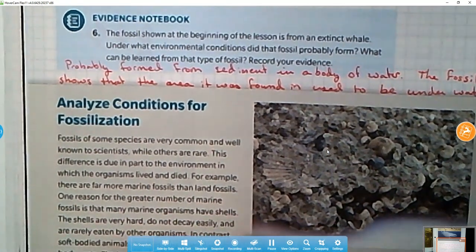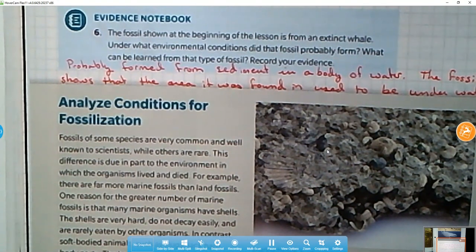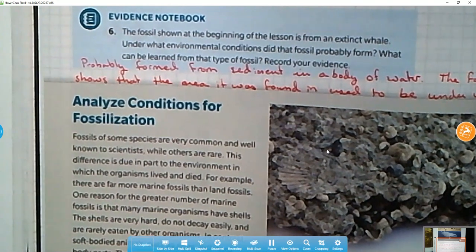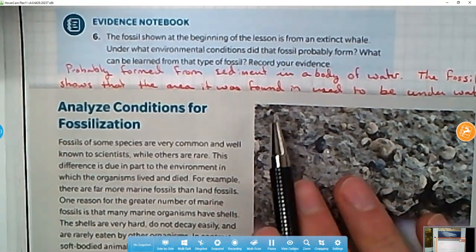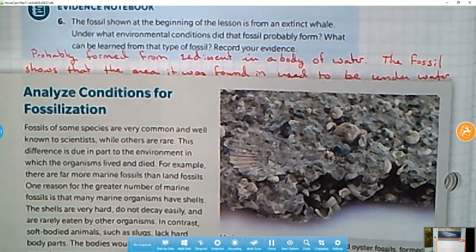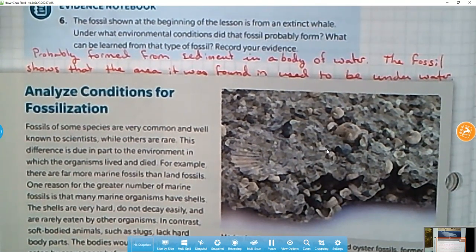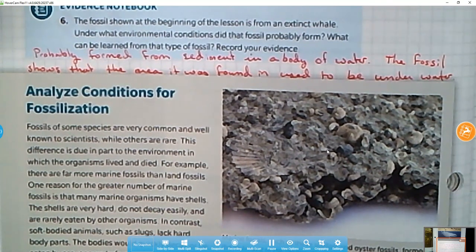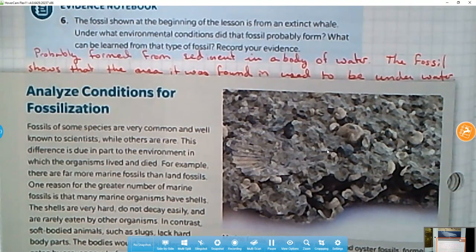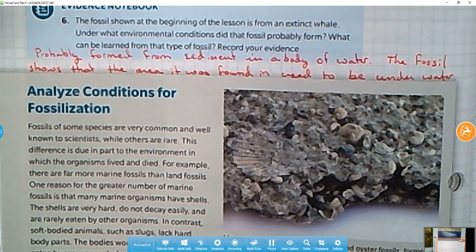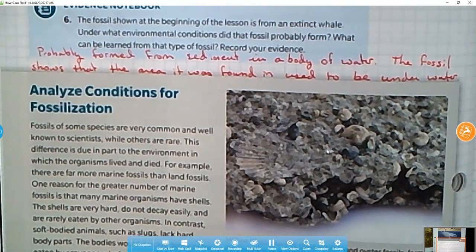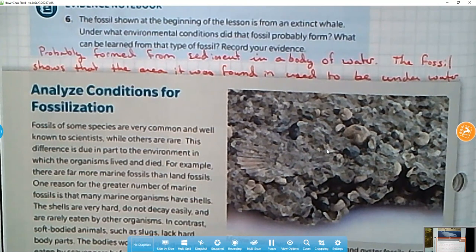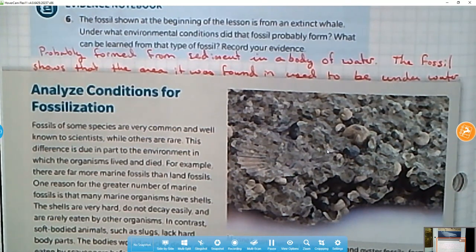So if we look here, the fossil shown at the beginning of the lesson is from an extinct whale. Under what environmental conditions did that fossil probably form? And what can be learned from that type of fossil? And we want to record our evidence here. So this fossil probably formed from the sediment in a body of water. The fossil shows that the area it was formed in used to be underwater. And so things change on Earth. In fact, most of the area of Kansas, if we go back several million years ago, was actually an inland sea. It was all underwater. Kansas was entirely underwater, which is why we have a lot of limestone. Limestone is a rock that only forms from the remains of aquatic organisms. And so Kansas was actually all underwater.